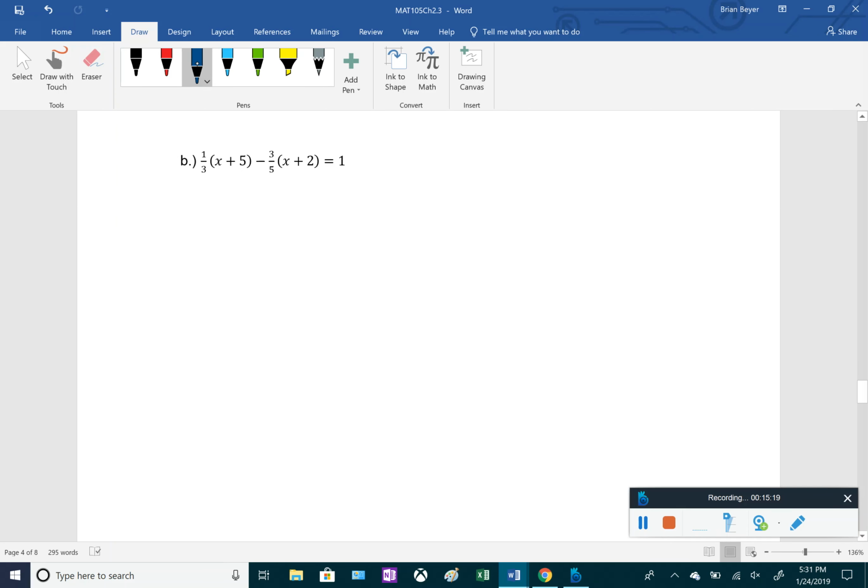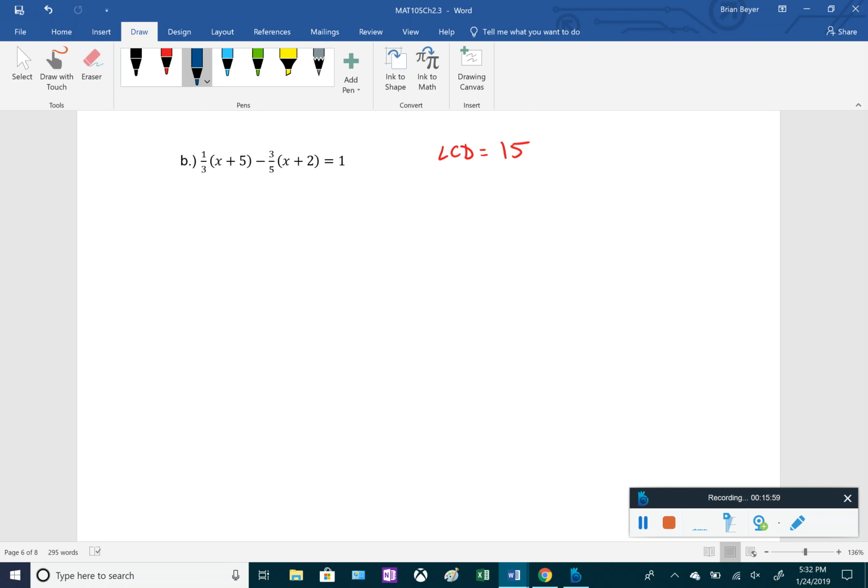Okay, let's do the next one. We have 1/3 times x plus 5 minus 3/5 times x plus 2 equals 1. So the LCD here is going to be the least common multiple of 3 and 5. So the least common denominator, denominators are 3 and 5. So the least common multiple of 3 and 5 is going to be 15. So if you have to list out the multiples of 3 and 5 separately and see what's the smallest one they have in common, that's fine.